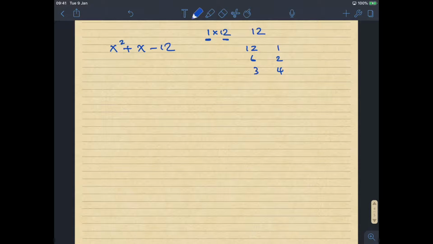Now we need to get plus 1. So 12 and 1, we can't get 1. 6 and 2, we can't either. We can get 8, we can get 4. 3 and 4, now we can get 1. And if you want a plus 1, we're going to need a plus 4 and minus 3, right? So just like before, factorizing them means that we've got x in the front, and we have plus 4 and minus 3. That's it factorized. Simple to follow.